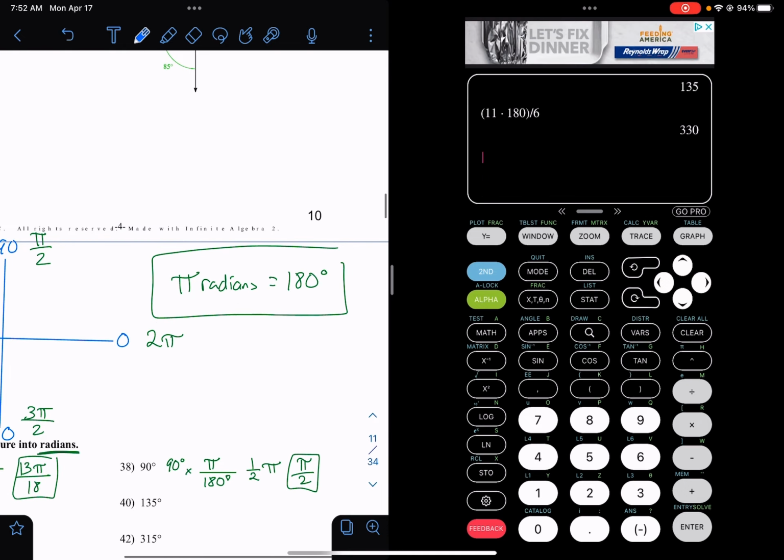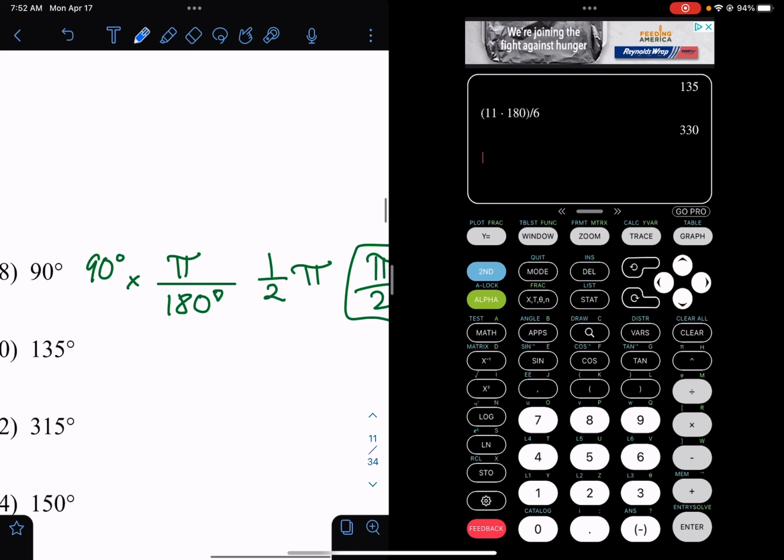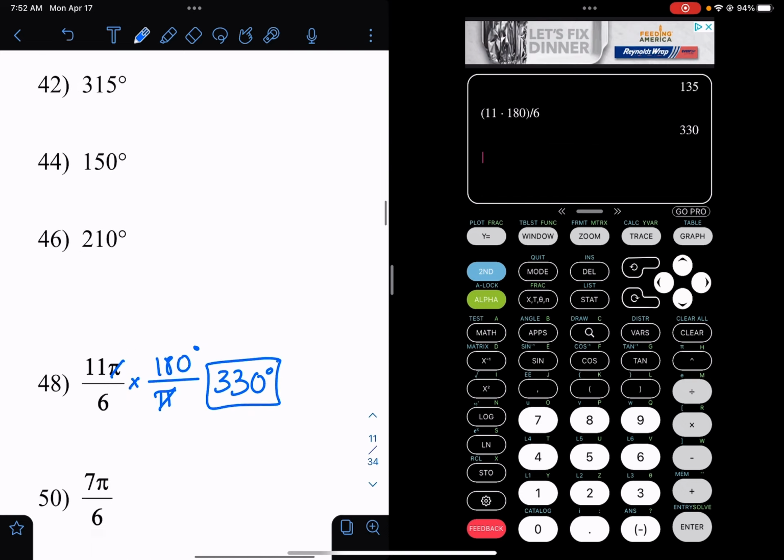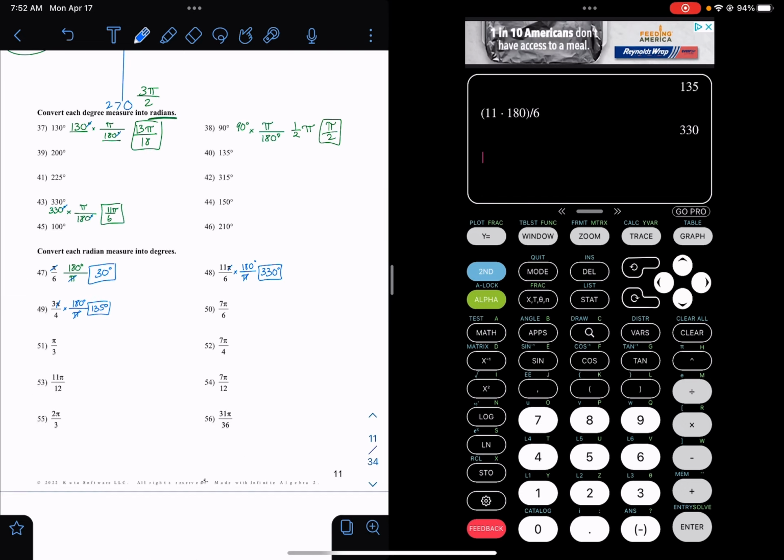This you want memorized, and you are going to have to memorize what goes on top and what goes on bottom. Basically, just remember, if you're starting with degrees, 180 is going to go on the bottom. If you're starting with radians, the pi is going to go on the bottom. All right?